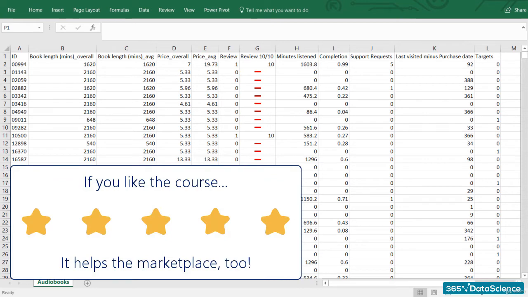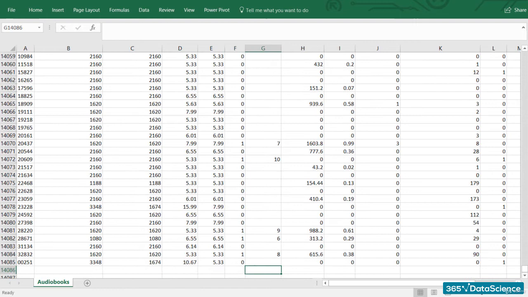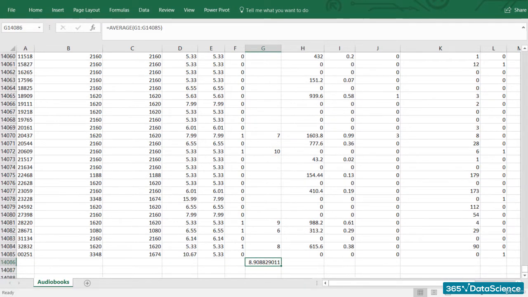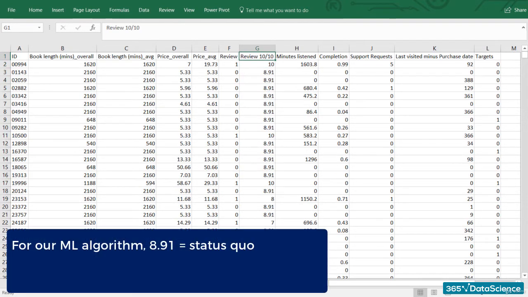We have decided to leave the reviews posted to the platform and substitute all missing values with the average review. The average is 8.91. For our machine learning algorithm, 8.91 would mean the status quo.